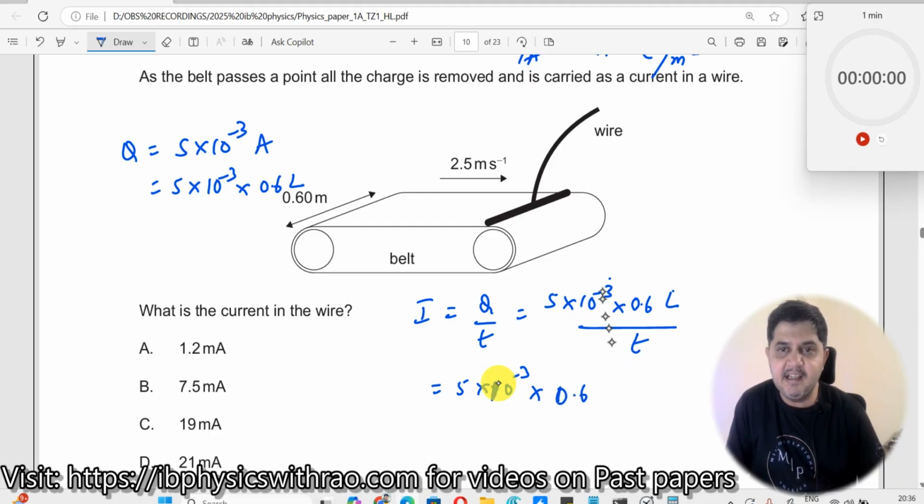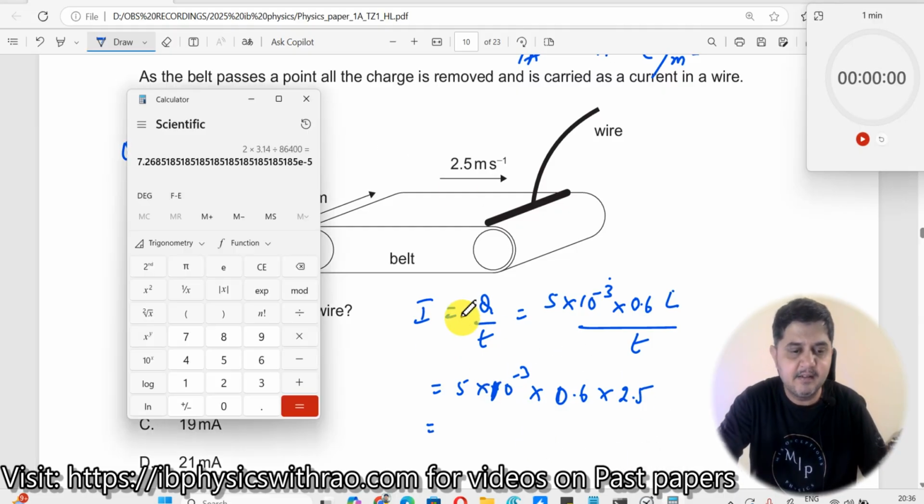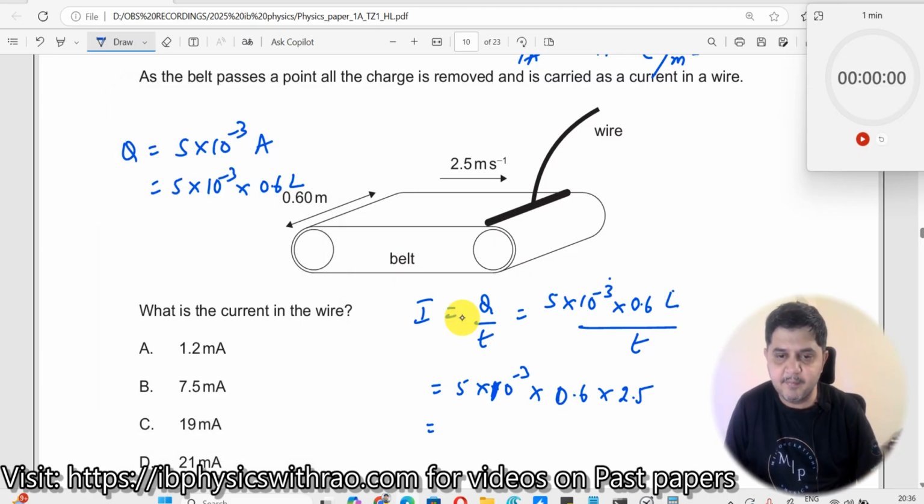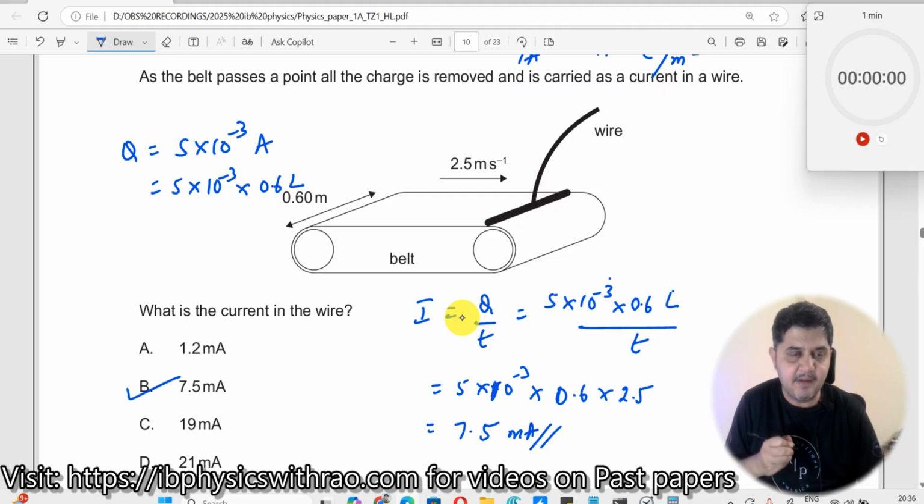This L by T, what's the value of L by T? L by T is 2.5. When I do this calculation, let me see what answer I get: 5 multiplied by 0.6 multiplied by 2.5. I get 7.5, and 10 power minus 3 is there, so it should be milliamperes. So this should be 7.5 milliamperes.